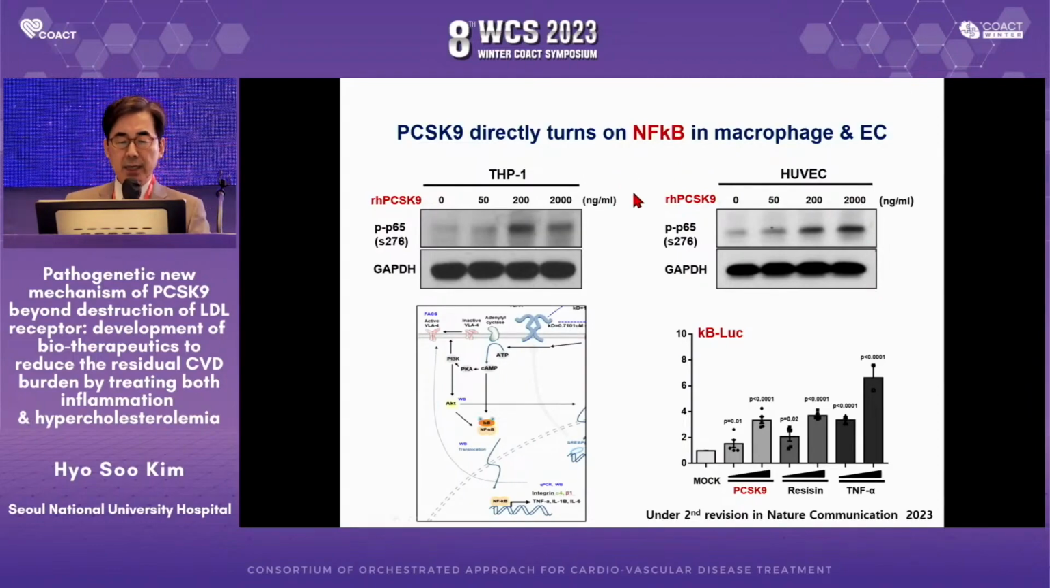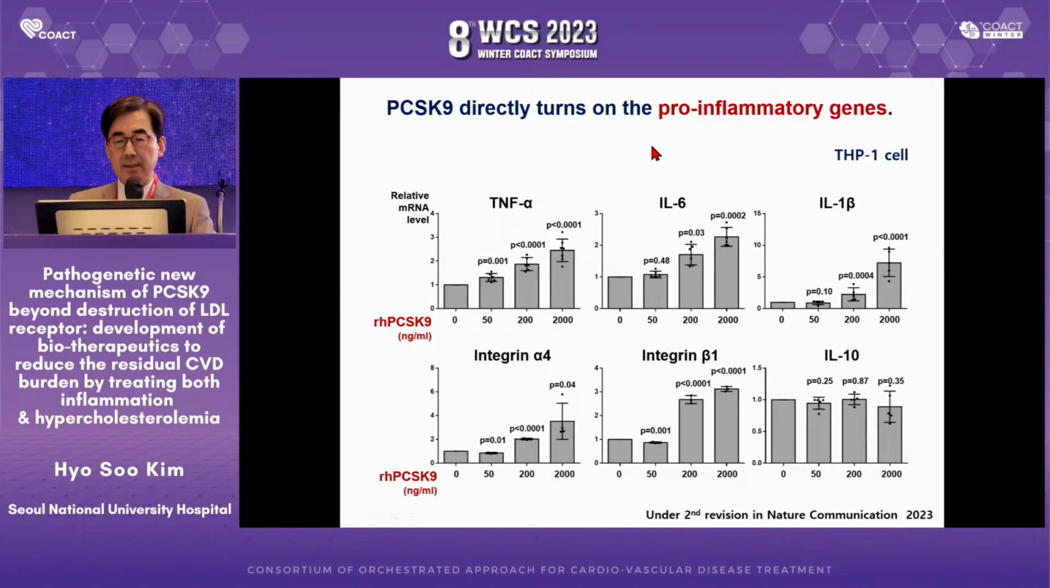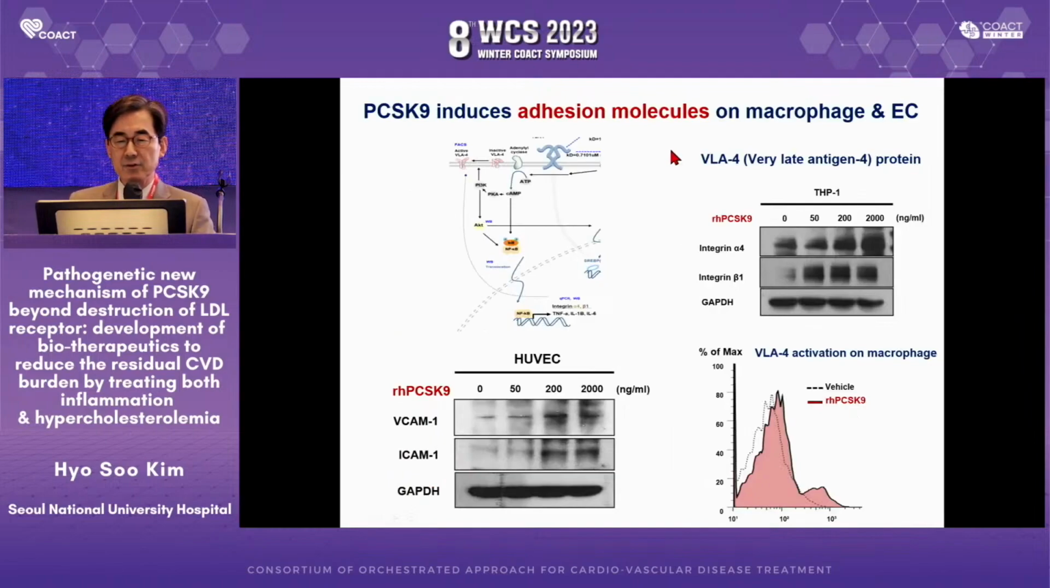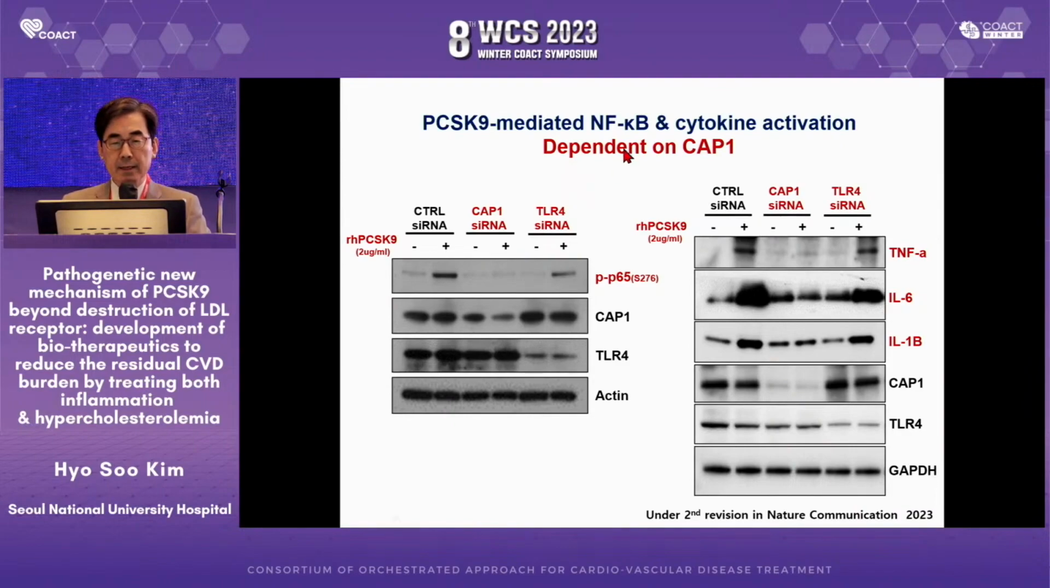Then PCSK9 turns on NF-kappa B like this, in macrophages as well as EC. Downstream pro-inflammatory genes, such as IL-6, are turned on by PCSK9 in macrophages. These molecules are VCAM1 and ICAM1 on EC, and integrin alpha-4 beta-1 on macrophages, thus enhancing interaction between the two cell types by PCSK9. Such NF-kappa B cytokine activation is all dependent on CAP. When we knock down CAP, such induction is obliterated. But when we knock down TLR4, there is a very weak effect. The main mechanism is the PCSK9-CAP axis to induce NF-kappa B and many cytokines.